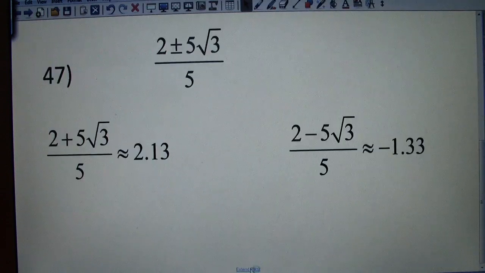But here's another problem for you, 47. Again, 2 plus or minus 5 square root of 3, all over 5. You need to separate that into 2 different problems, one with plus and one with minus. Notice that my answer has the approximate sign because the directions in the book say round to the nearest hundredth. So take a minute to go ahead and practice that if you can, and then when you're finished, move on to the next slide so we can continue the lesson.